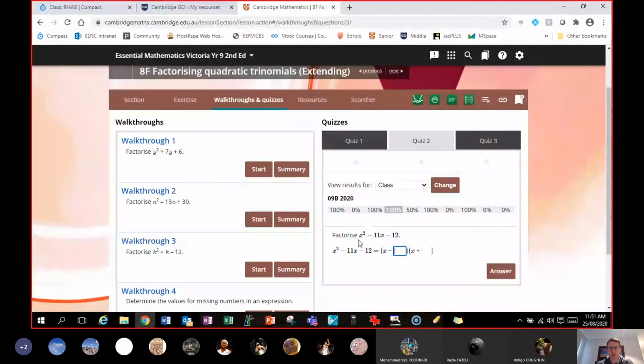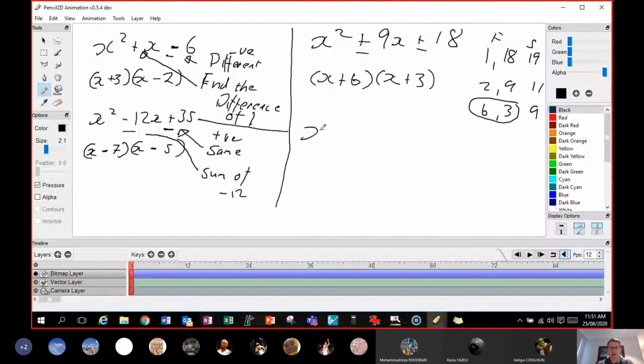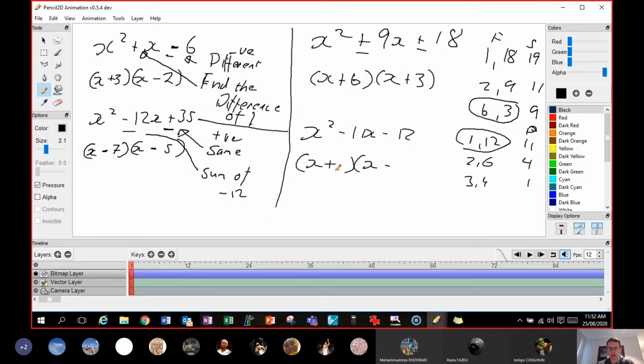Next one, we're looking at x squared minus 11x minus 12. This is difference, so we're looking for the difference of 11. That one's going to be pretty easy. One has to be positive, one has to be negative. The difference between two factors of 12: you've got 1 and 12, you've got 2 and 6, and you've got 3 and 4. The difference between these is 11, 4, and 1. Clearly we want an 11, so it's going to have to be 1 and 12. And to get to negative 11, it's going to have to be plus 1 and minus 12.